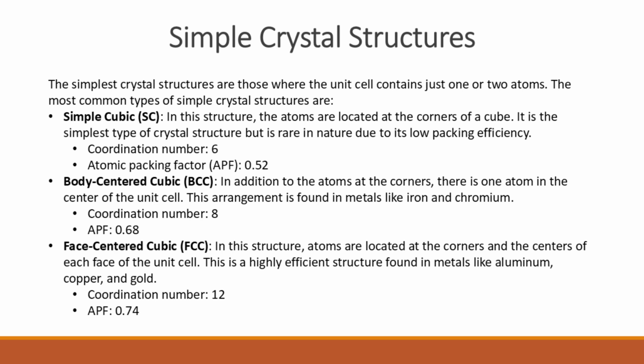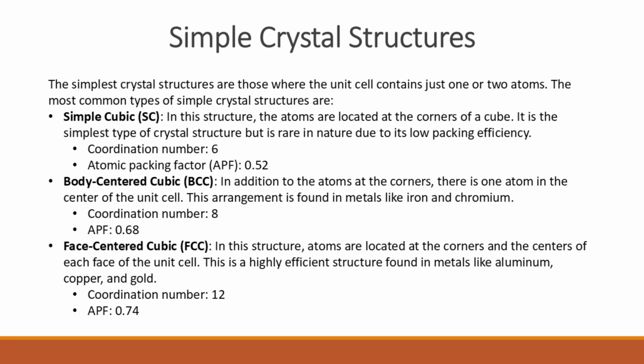Now we'll explore the basic building blocks of crystal structures. We have three primary simple crystal structures. First, the simple cubic, SC structure. Imagine atoms sitting precisely at the corners of a cube. It's the simplest structure but rare in nature due to low packing efficiency. Its coordination number is 6, and the atomic packing factor is just 0.52.